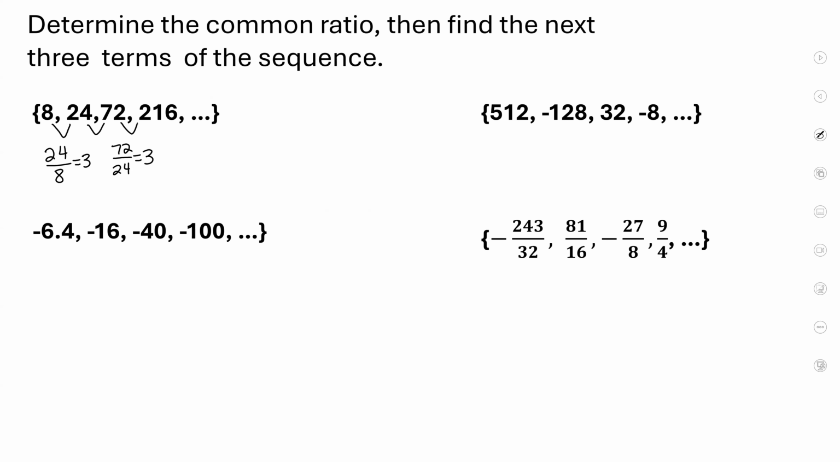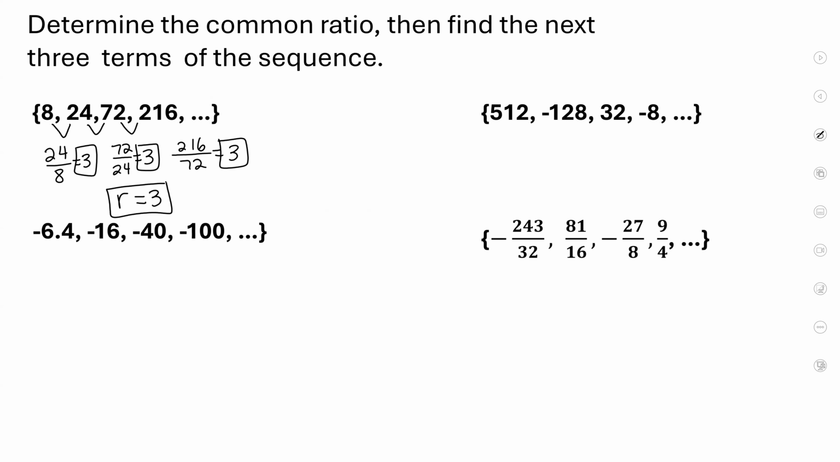Here are two consecutive terms. Consecutive means they're right next to each other. 216 divided by 72 is 3. So they are all 3. We call this the common ratio. So our r value is 3. The common ratio is 3.